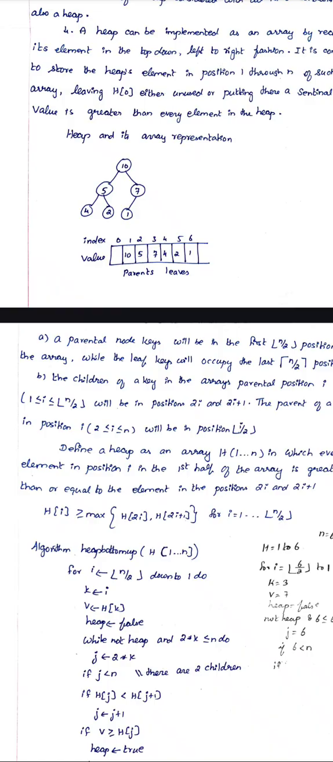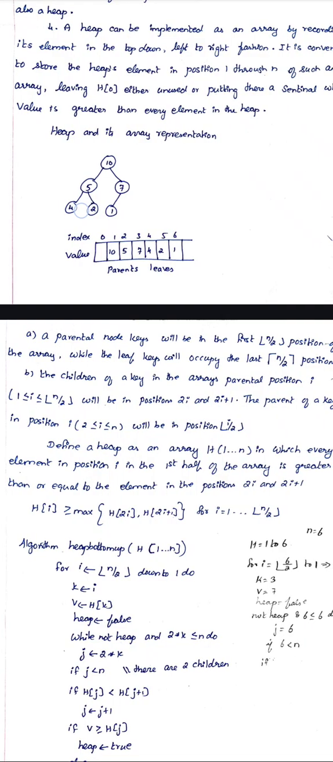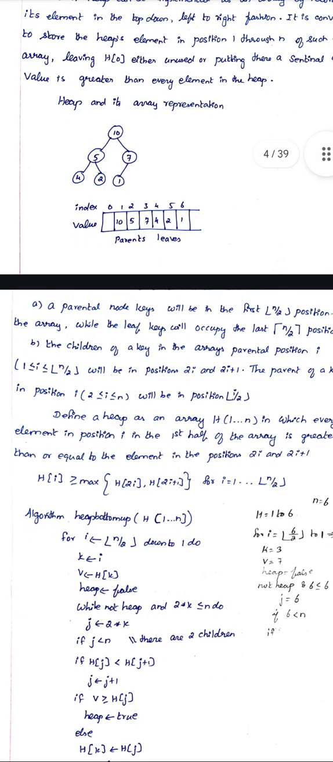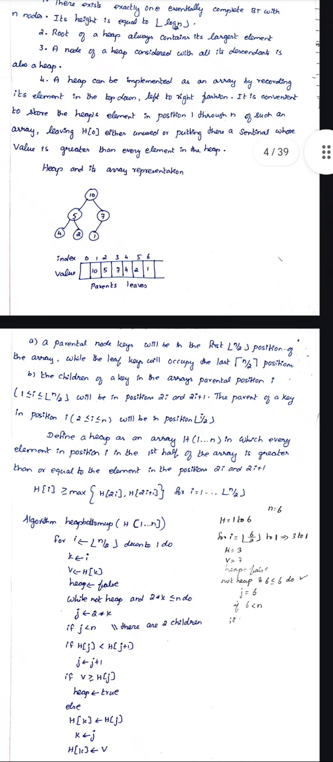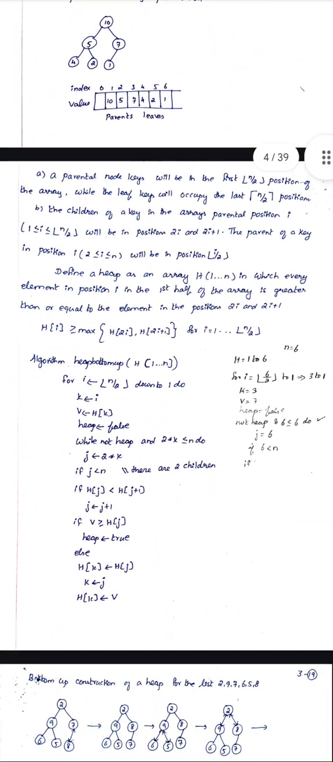That is, it should be stored from 1, with H[0] either left unused or holding a sentinel. So if the parents are laid out like this: 10, then 5, 7, 4, 2, 1. The parental node keys will be in the first n by 2 positions of the array, while the leaf keys will occupy the last n by 2 positions.